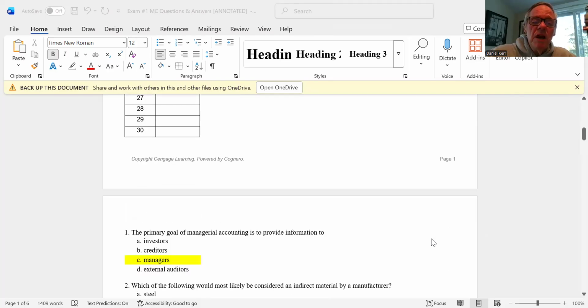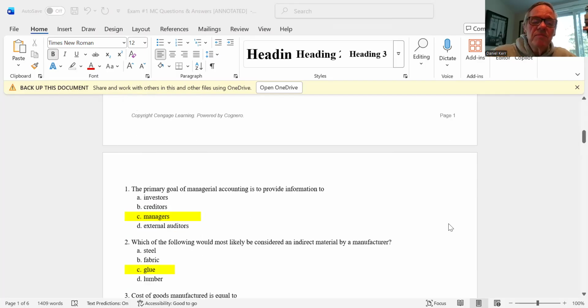So first question, the primary goal of managerial accounting is to provide information that is useful to managers of the company. That's why it's called managerial accounting. It's not primarily focused on investors, creditors, or external auditors. Focus is preparing specialized reports to help managers make decisions. So the answer there is C.